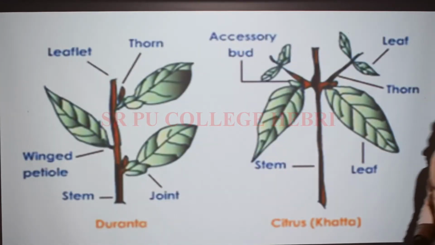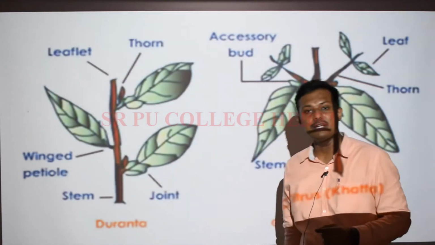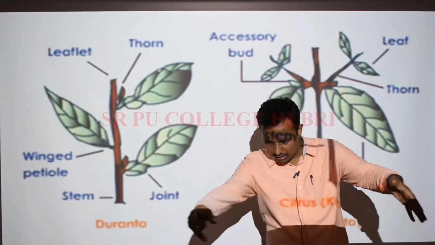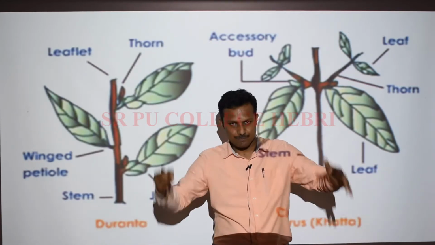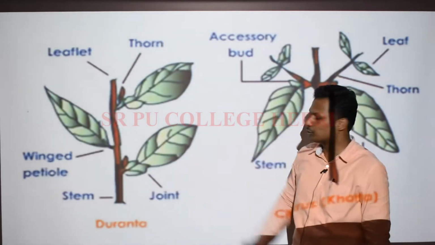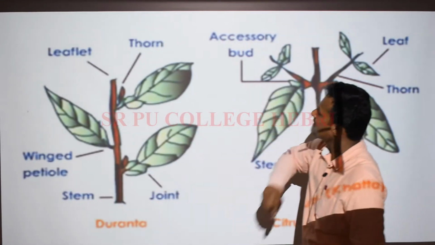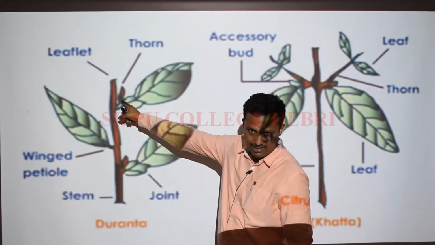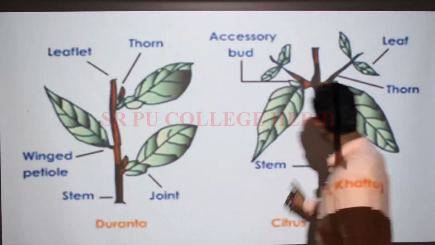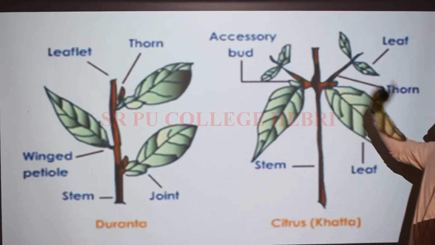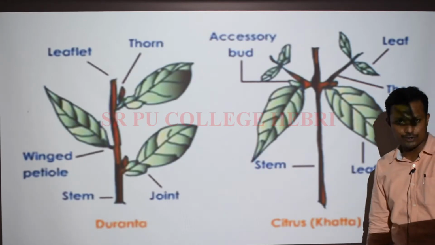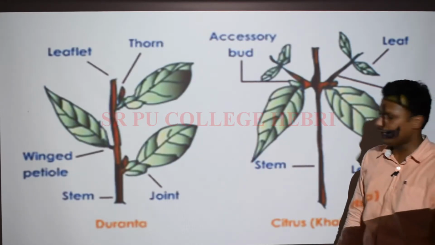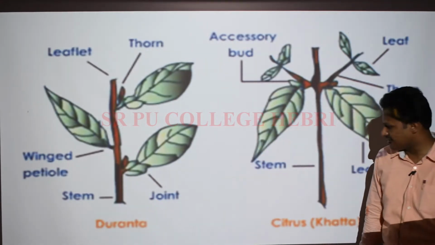So modification of the stem into what? The thorn. In the case of duranta, in the garden, if there is a path, on both sides of this path the hedge plants, the borderline plants that we grow, that is called duranta. In that you can see the thorns which have been produced at the axil. So once again the stem modification to produce the thorn. Here in the case of the citrus also you can see the thorns being produced right at the axil. Okay, so these are the examples of modification of the stem for protection purpose, right? Or you can say self defense.